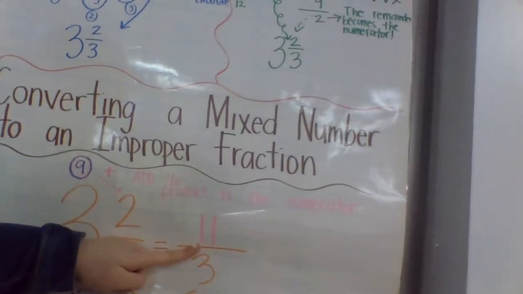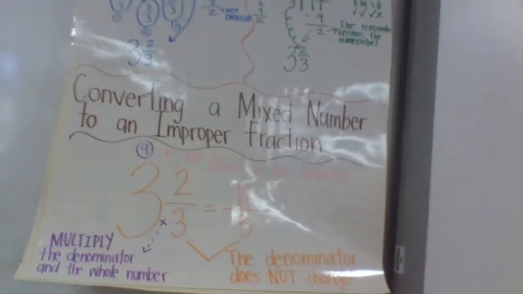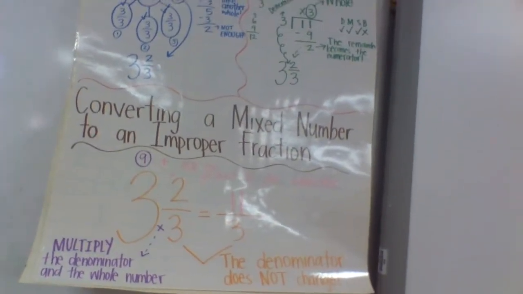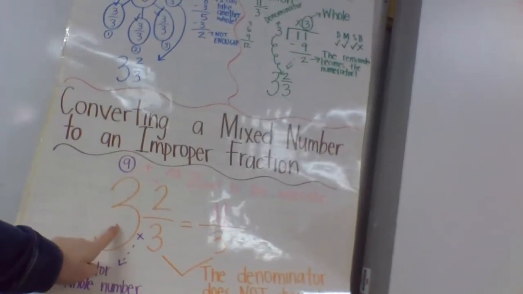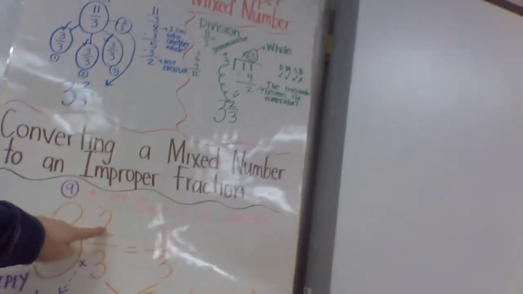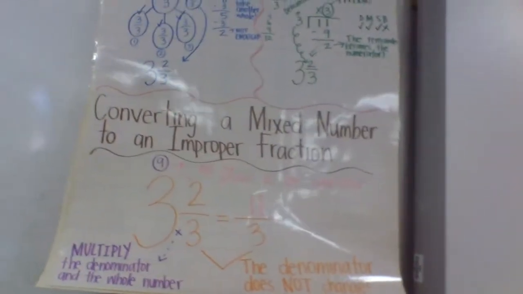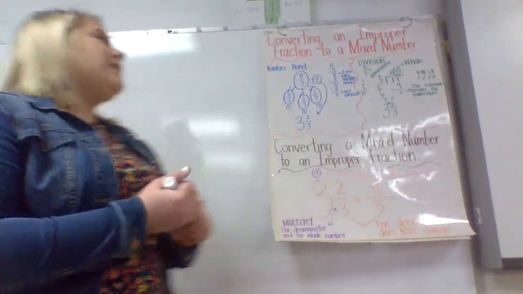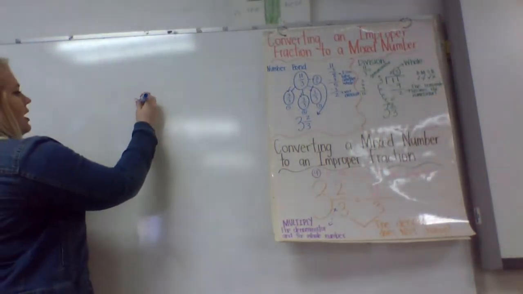That becomes your new numerator. Your denominator does not change. That's how you go from a mixed number to an improper fraction. You multiply the denominator times the whole number, add that to the numerator, and there's the numerator of your improper fraction. So we'll practice another one, going from a mixed number to an improper fraction.